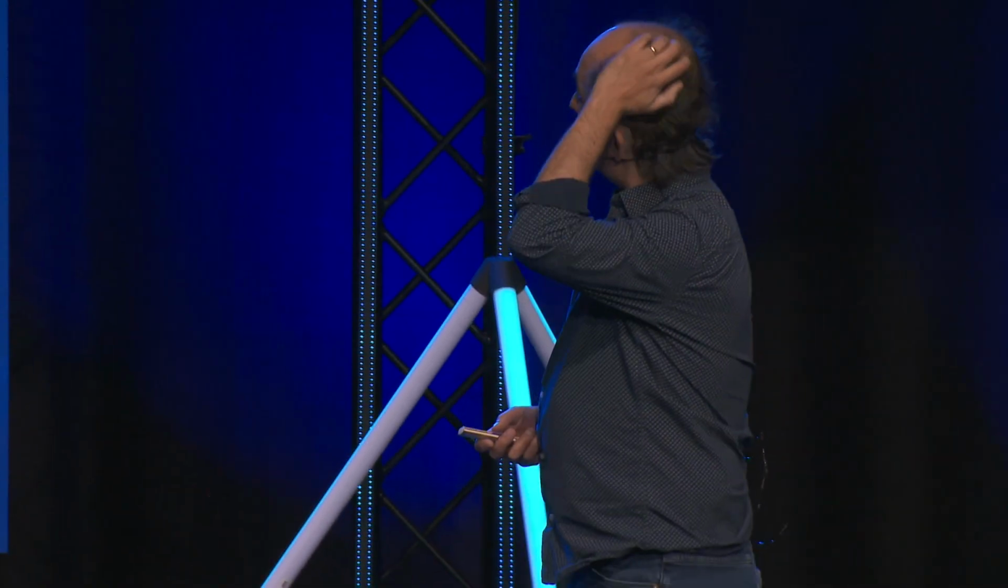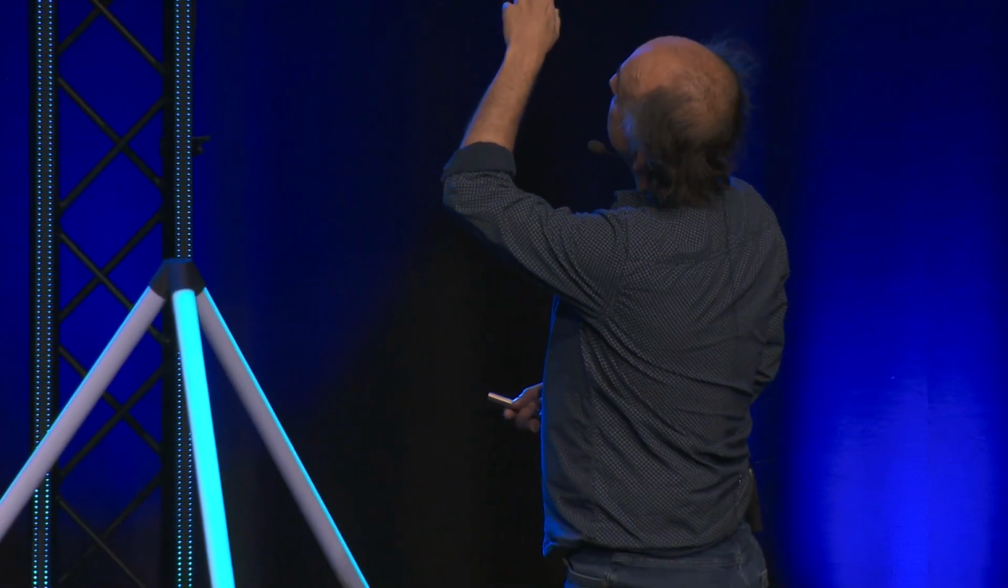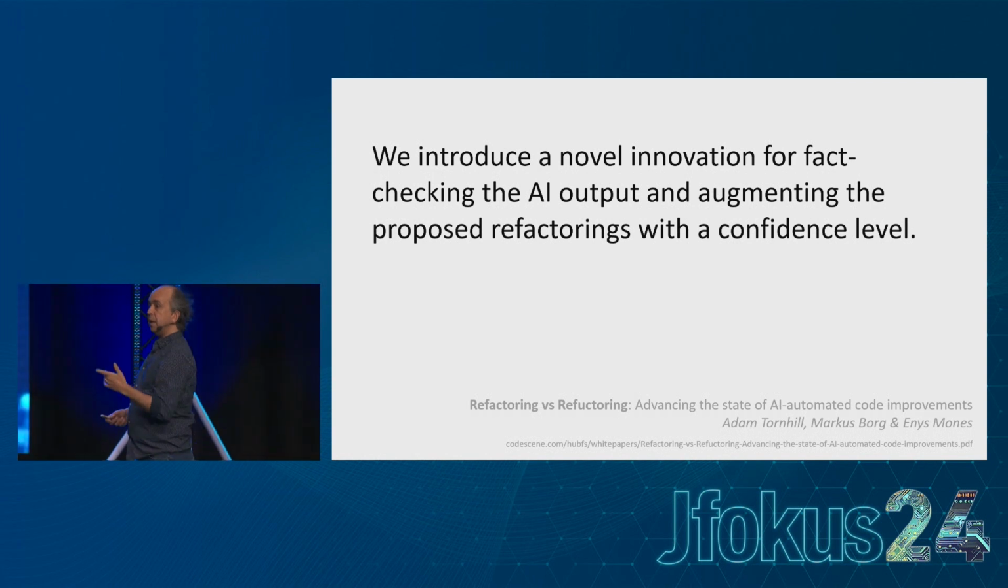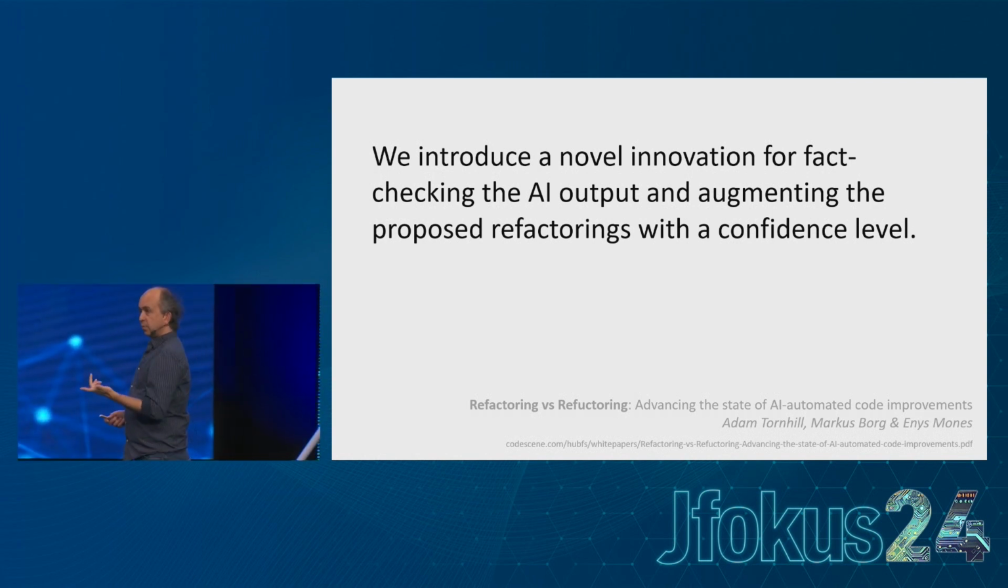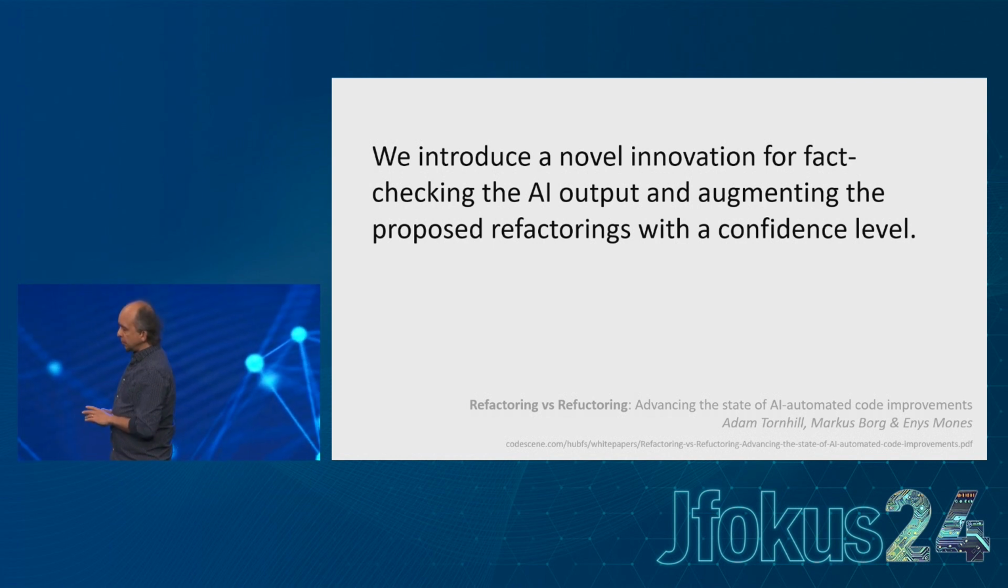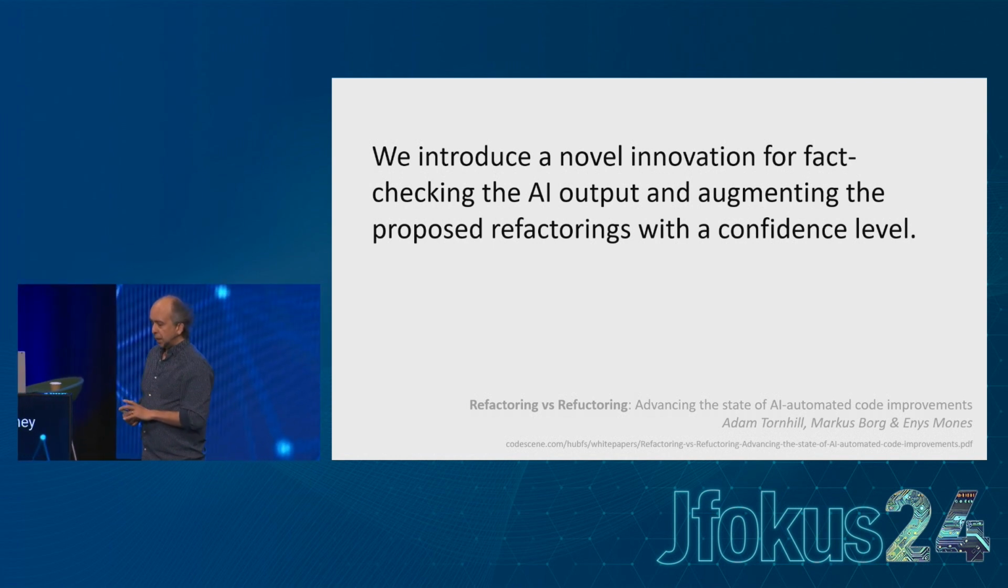What happens when we roll this out across the industry? What happens in typical cases? And there's a nice innovation that they introduced. We introduced a novel innovation for fact-checking the AI output and augmenting the proposed refactorings with a confidence level. Now, what's interesting here is that they're creating refactorings, and they looked at a variety of LLMs, and the performance was not great out of the box, as we'll see. But they added a fact-checking layer.